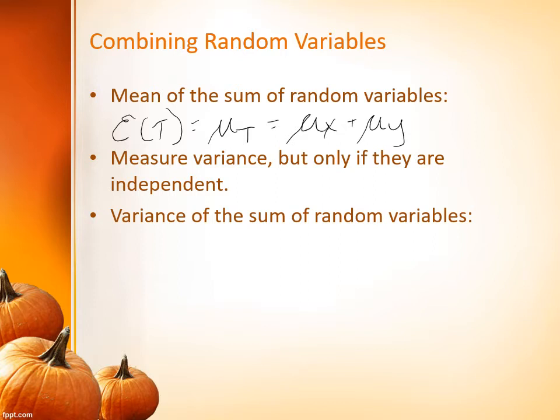So in order to add variability, I can't add standard deviation, I need to add the variance. But in order to add the variance, I need to make sure that these are in fact independent random variables. Once I know that they're independent, if I'm trying to add two variables together, then again, I can't calculate standard deviation directly, I can only calculate variance. So I'm going to say my variance is equal to the variance of x plus the variance of y, right?